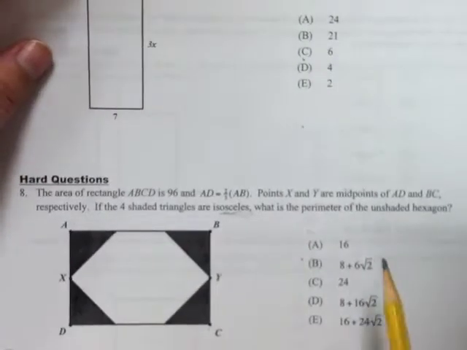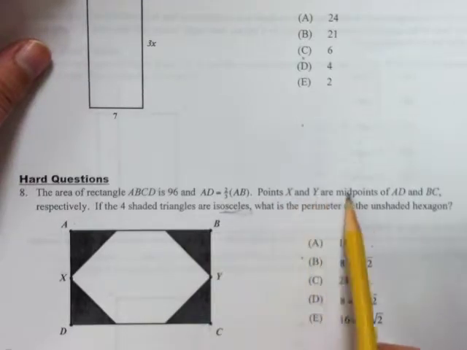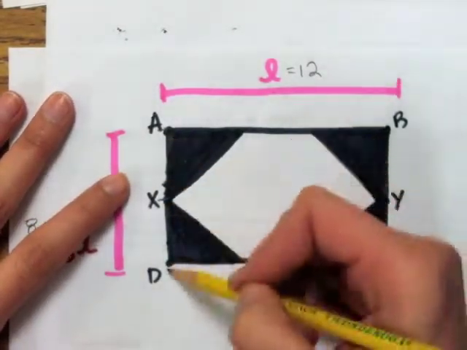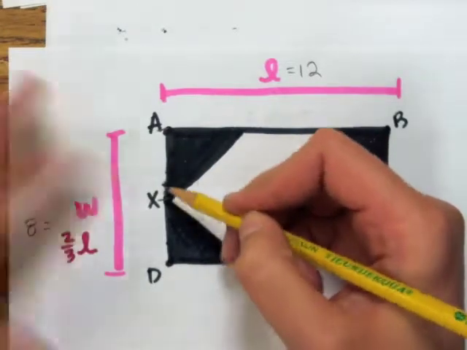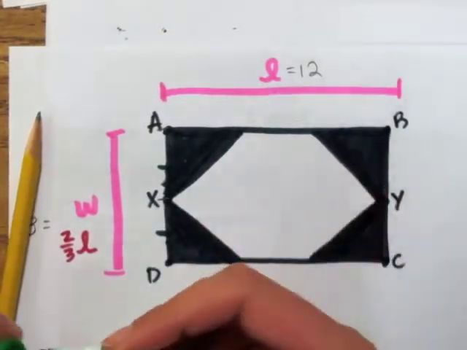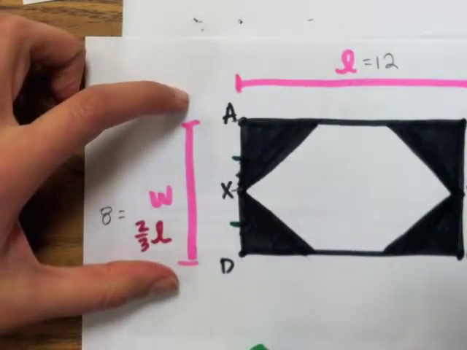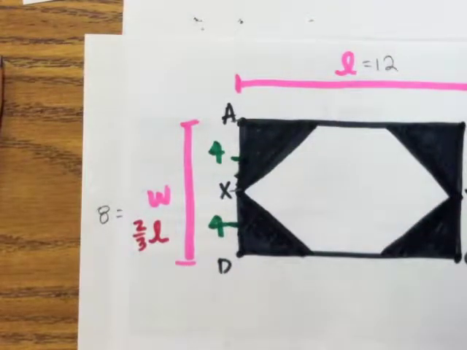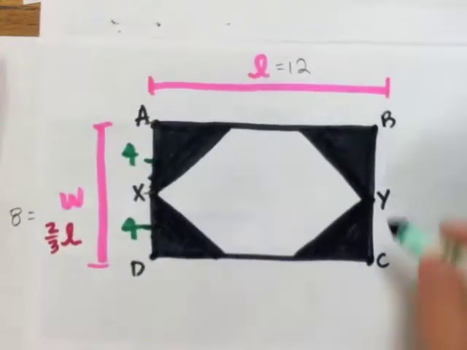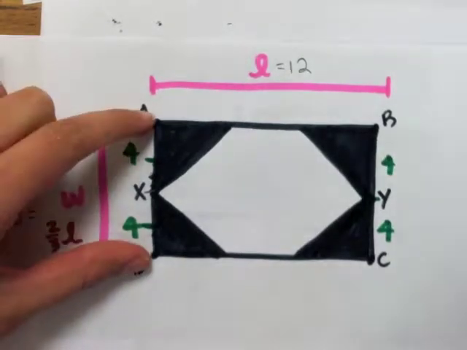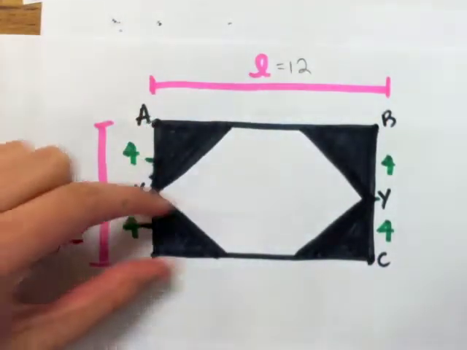Now let's move on to the next important piece of information. Points X and Y are midpoints of AD and BC. So that means that in our diagram, this X represents the midpoint between A and D. So that means that this part is the same as this part. Well, if the whole thing is 8, that means that this has to be 4 and this has to be 4. Okay? And we can do that on the other side as well, because it's just a rectangle. So this side is 8, this side is 8. 4, 4, 4, 4.